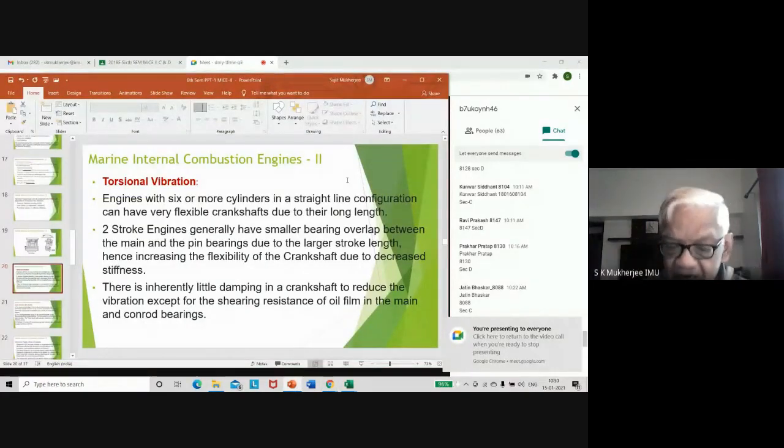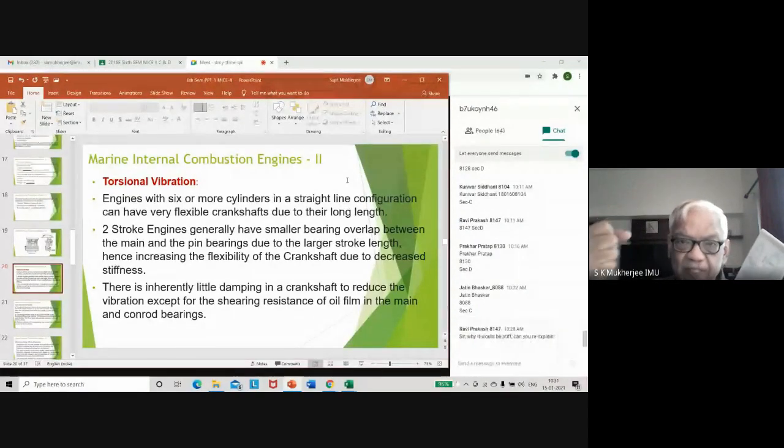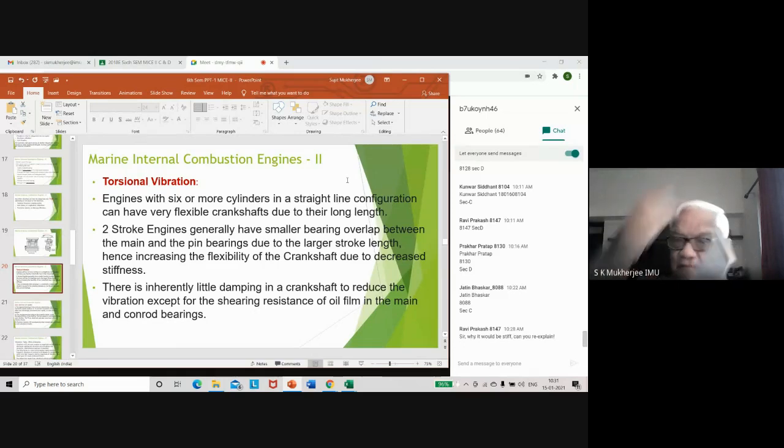I shown you in the earlier diagram when the force of the connecting rod is acting on the pin, the crank web tends to bend. All right, and the longer the crank web is, more it tends to bend. So that is what makes it more flexible. But if the crank web was short and the force was coming on the crank pin, it is not going to bend so easily. So that is what it makes it more stiff.